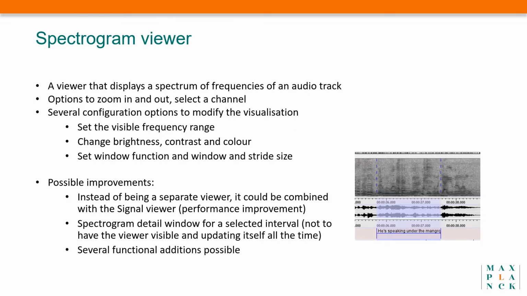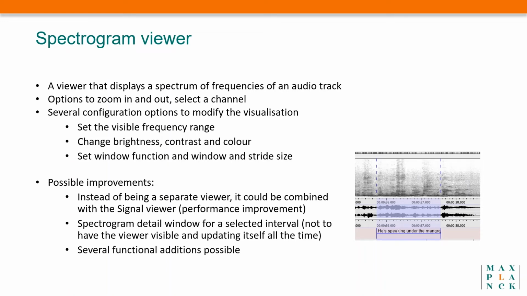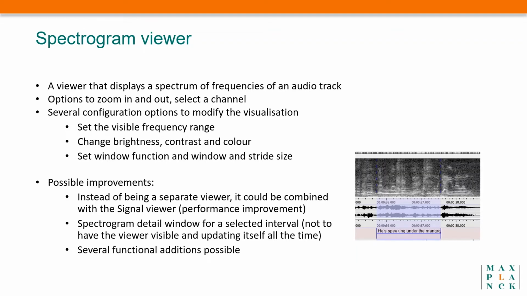The Spectrogram Viewer displays a spectrum of frequencies found in an audio track. The horizontal axis represents time, like in the signal and timeline viewers. The vertical axis represents frequency, and the color intensity represents the amplitude of a frequency at a given time. The viewer has the usual options to zoom in and out, and it allows to specify a channel for which the spectrum is shown, left, right, or both.